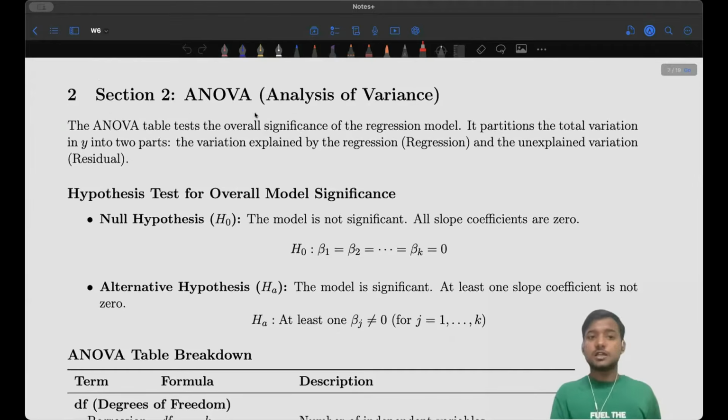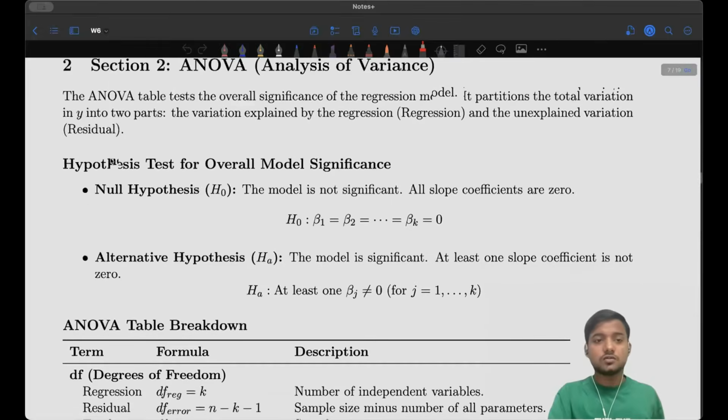ANOVA stands for analysis of variance, and the ANOVA table tests the significance of the model, right? For the overall model which we have built, is it useful or not? How do you check this statistically? For that, we use ANOVA. It partitions the total variation in Y into two parts. First is the regression, and then the other is the residual.